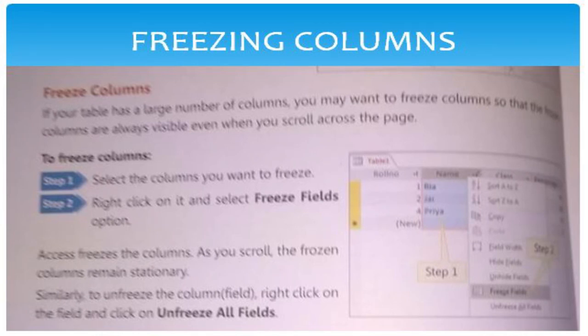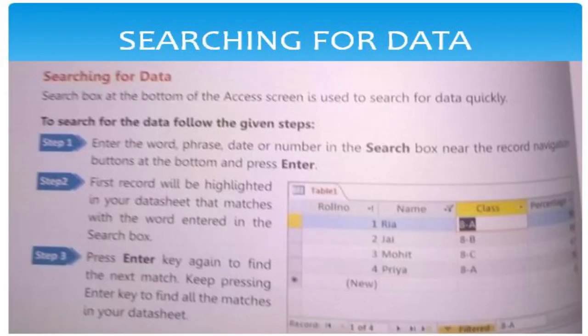In this way we can freeze and unfreeze the columns. And the last topic is searching for the data. Suppose you have a lot of data and you need to search for somebody's name, then the search option is very useful to us. To search the data we need to follow the below steps.